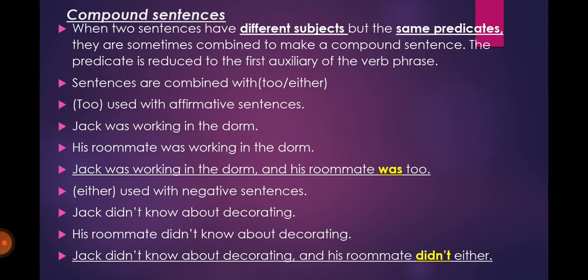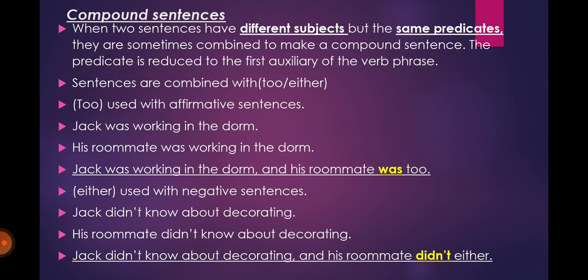طبعا يوجد لدي طريقتان لدمج الجمل لتركيبهما بهذه الطريقة. Sentences are combined with too and either. هذا النوع من الجمل عندما يكون عندي الفاعل مختلف بينما الخبر أو بقية الجملة متشابه، تربط بـ too أو either. Too used with affirmative sentences، الجمل المثبتة.